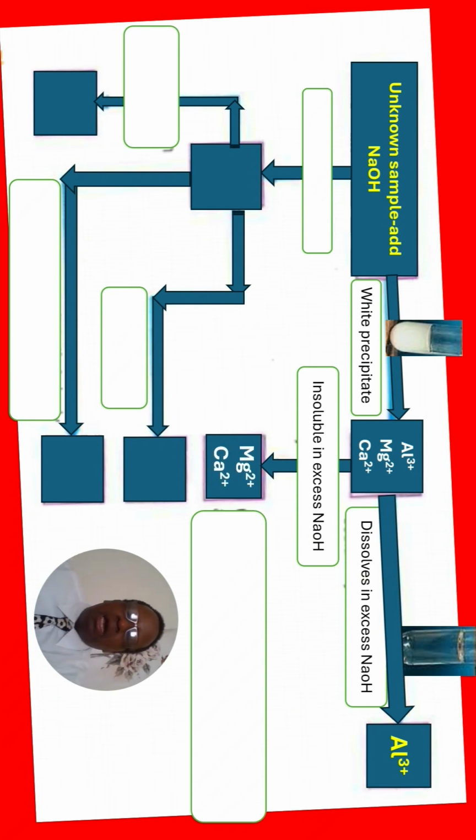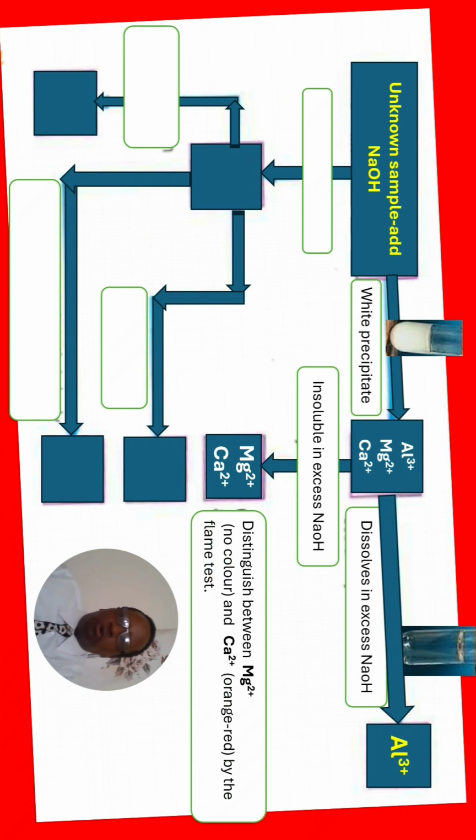How then are we going to distinguish these two? We are going to distinguish these two by carrying out a flame test. Magnesium is no color and calcium will give an orange color. Right. We are going to go back.